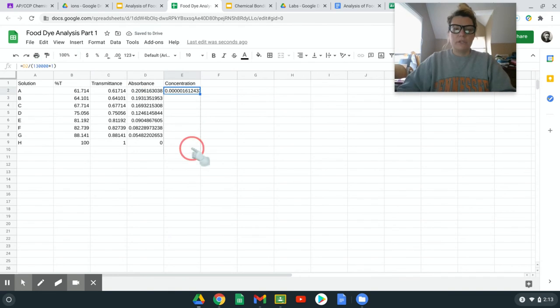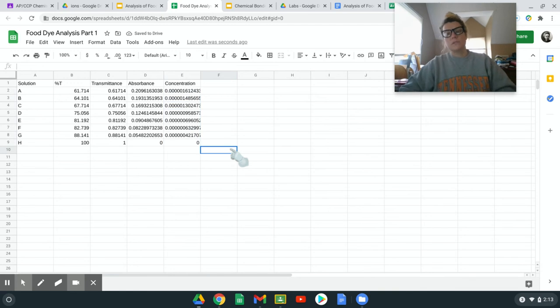And then I'm going to pull it down. So now I have the concentration for every single one of my samples. So micromolar is -7. So if we go 1, 2, 3, 4, 5, 6, 7, this is basically saying 16 micromolar, okay, for solution A. So we're a little off there. But that's okay. We'll still be able to get some good data for our next part of our lab.